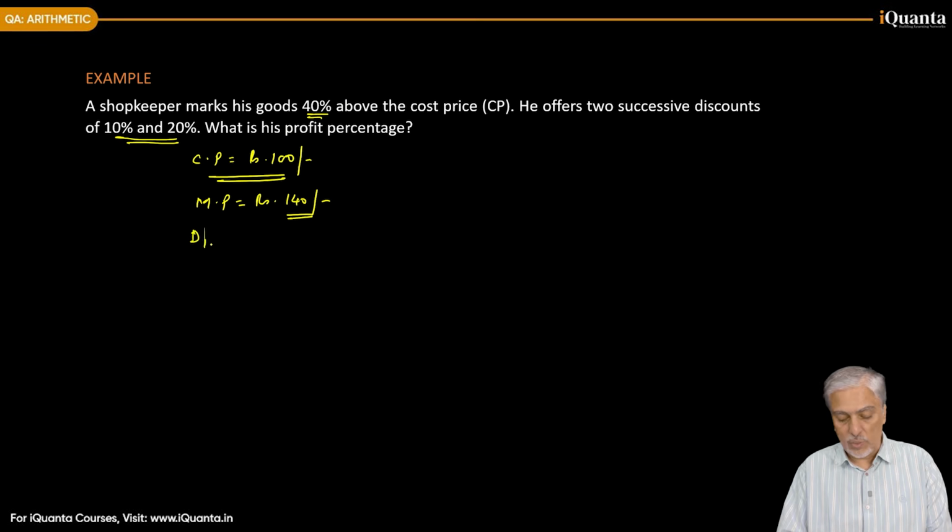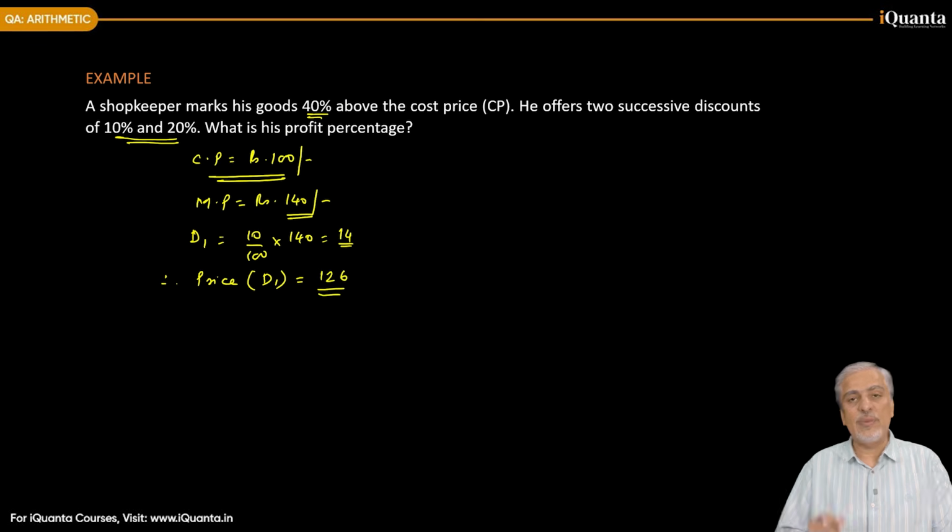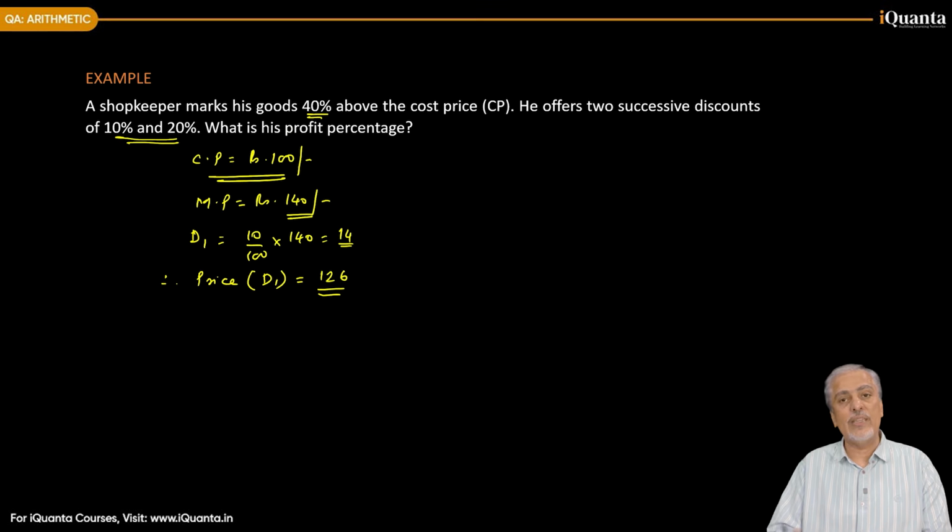So discount one will be 10% of 140, which will be 14 rupees. Therefore, the price after discount 1 will be 140 minus 14, which will become 126, right? That means if only one discount was offered, the price would have become 126. On this, we are going to offer another 20% discount. So what is 20% of 126?